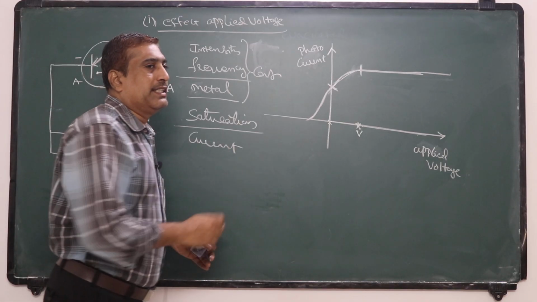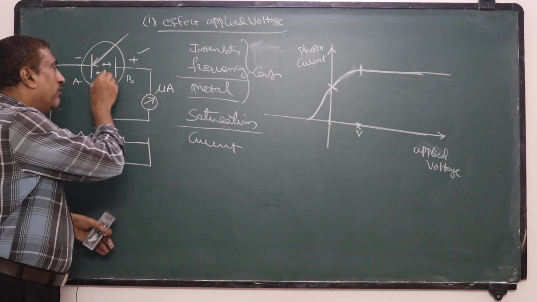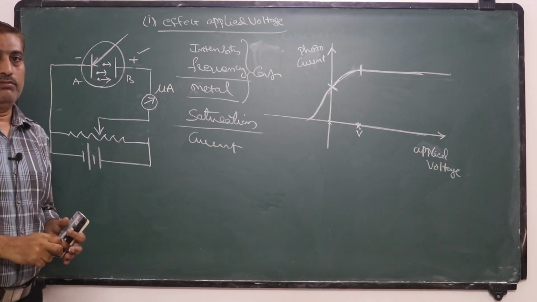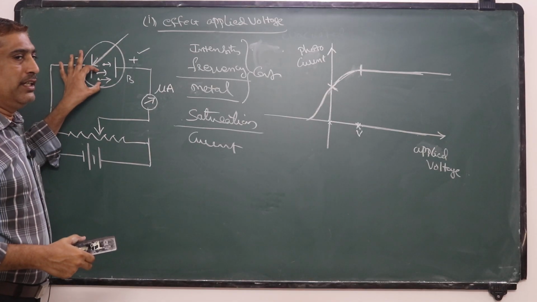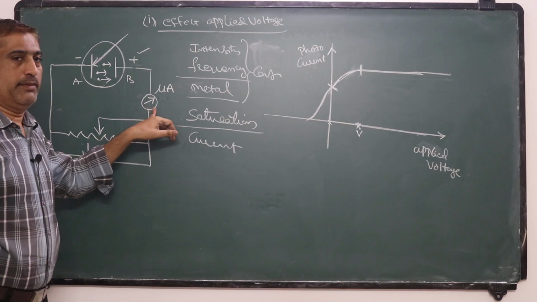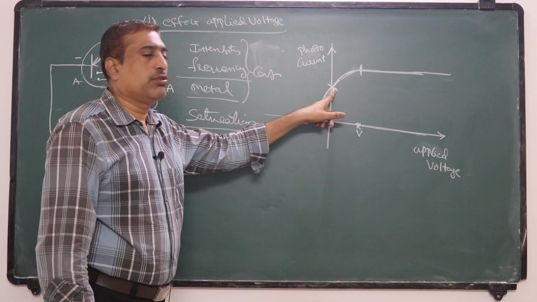So this indicates that the emitted photoelectrons have some energy so that they can move. That means they have some kinetic energy so that they move, and that can constitute a current. So even when the potential is 0, current flows through the circuit.